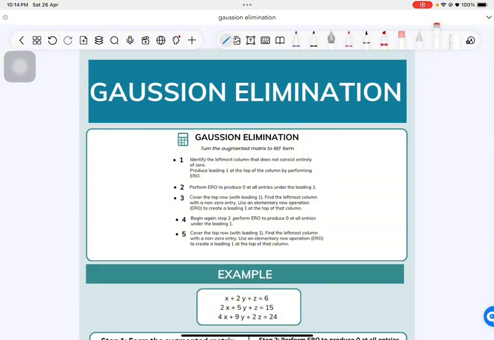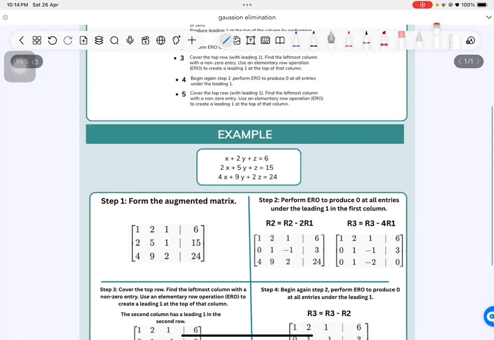Okay, so to put it simply, first we need to create a leading one. Second, make zero below the leading one. Third, move to the next column and repeat the steps.